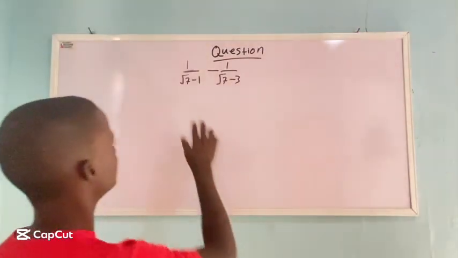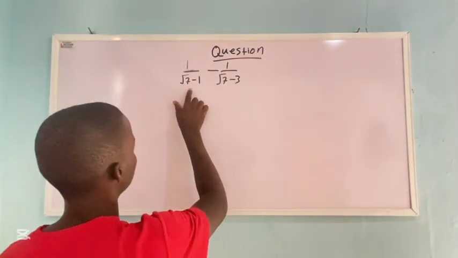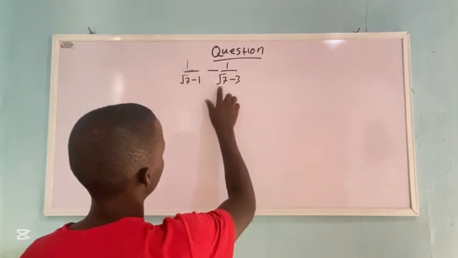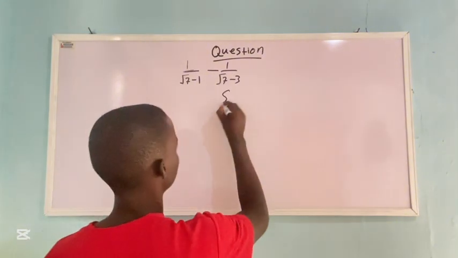Now here's a question. This is sort. This question is under sort, so that we have 1 all over root 7 minus 1, minus 1 all over root 7 minus 3. So now let's solve this question and see. Now, solution.